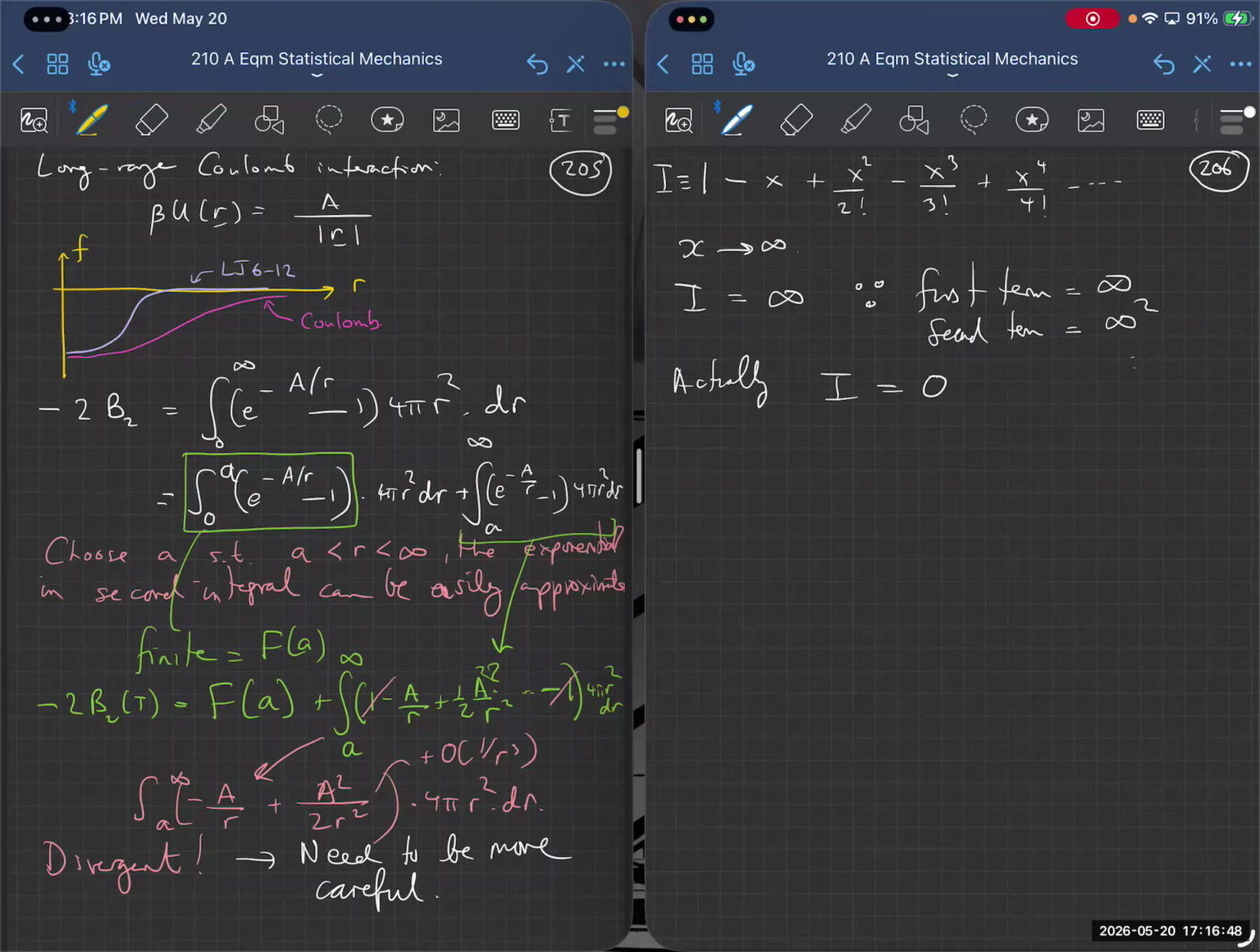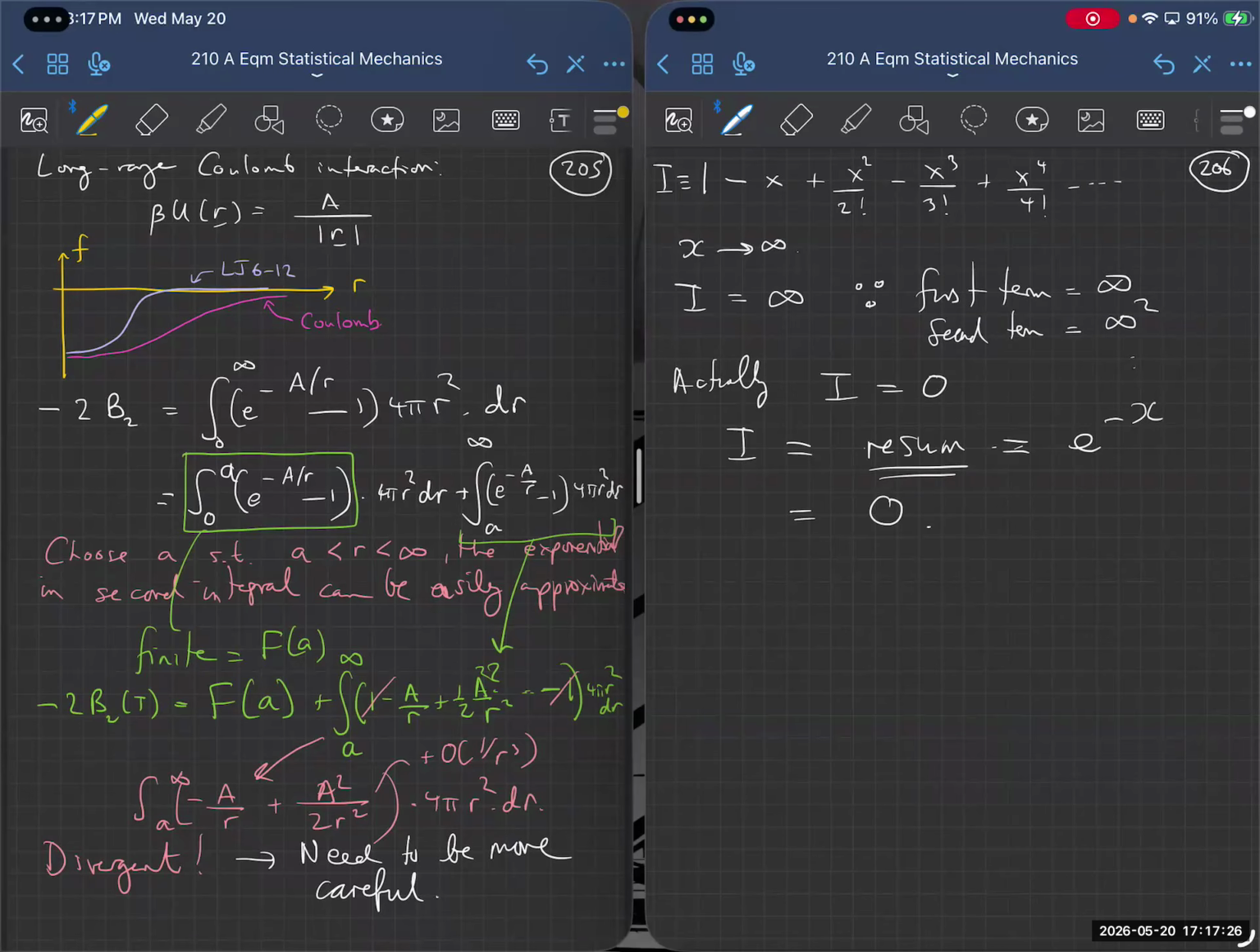Why? Somebody who's looking bored, tell me why I is equal to 0. It's an alternating series, like the series for cosine. It's not the series for cosine, because of the minus x. Yes, we can actually sum it. It's actually e to the minus x. So e to the minus infinity is equal to 0.